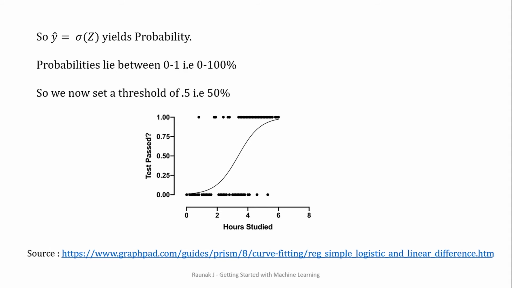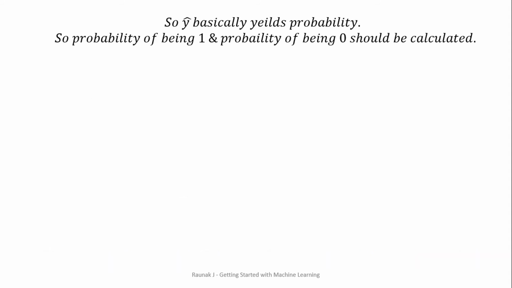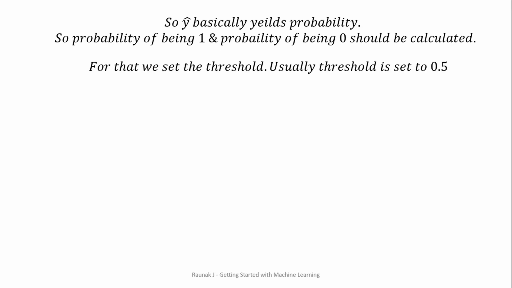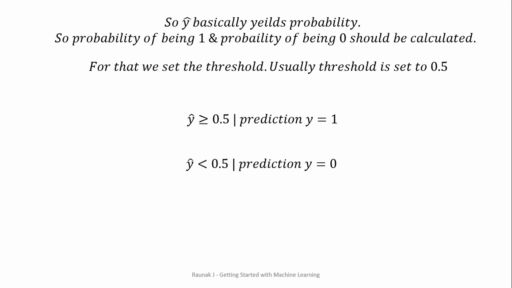So it is going to say yes, 1, true. So y hat basically yields probability. So the probability of being 1 and the probability of being 0 should be calculated. For that we set the threshold. Usually the threshold is set to 0.5. So if y prediction is greater than or equal to 0.5, the prediction of y is equal to 1. And if y hat is less than 0.5, the prediction of y hat is equal to 0.